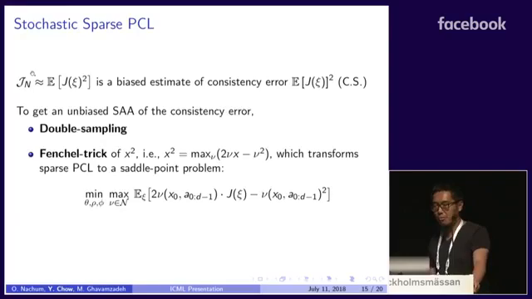And furthermore, in the stochastic PCL case, similar to Bellman residual minimization, the empirical version is actually biased. We either use double sampling, which can be impractical in many real-world situations, or we can also employ the Fenchel trick, similar to the SBEED algorithm from Lihong's group recently, to transform this problem into a saddle point problem.